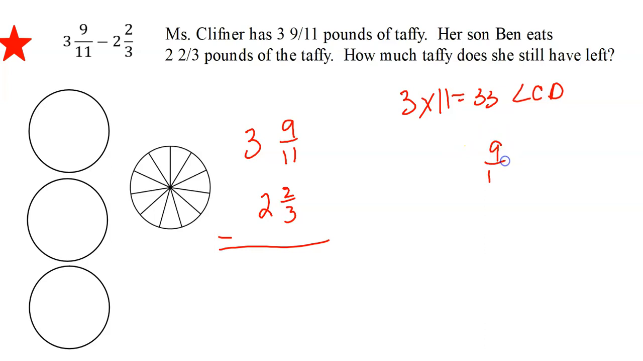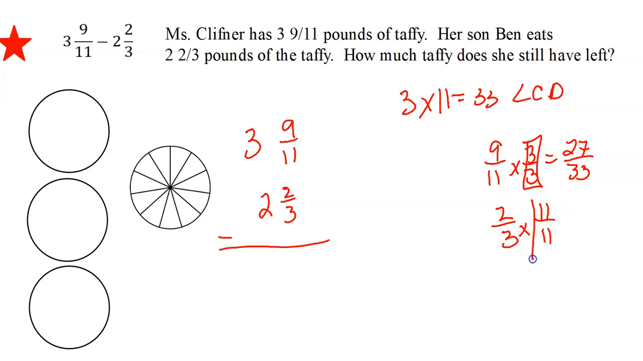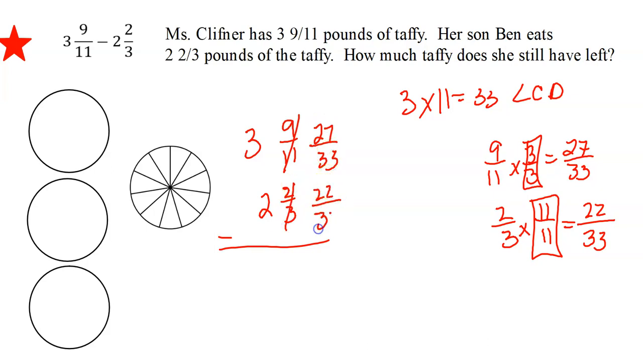Okay, so I'm going to take the 9 11ths and I'm going to multiply it by 3 over 3. And I get 27 33rds. I'm going to take the 2/3 and multiply that fraction times 11 over 11. There's my giant 1. I get 22 33rds. So I replace this fraction with 27 33rds. And I replace this fraction with 22 33rds. 3 minus 2 is 1, and 27 minus 22 is 5. So I get 1 and 5 33rds pounds.